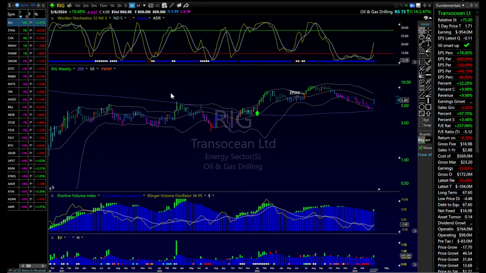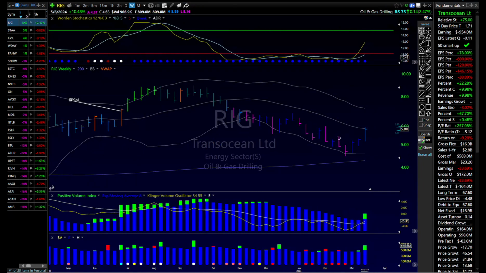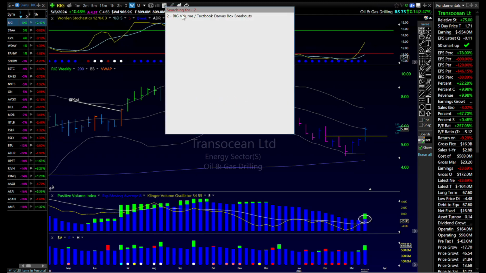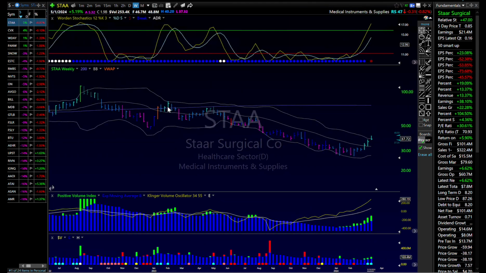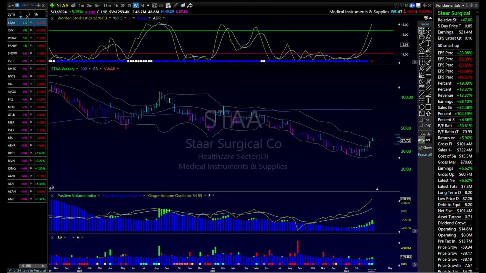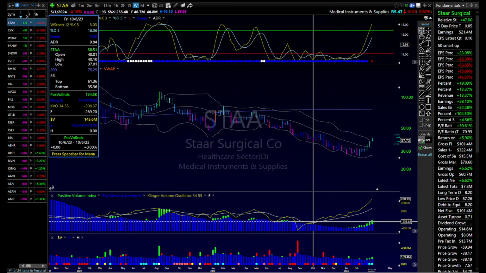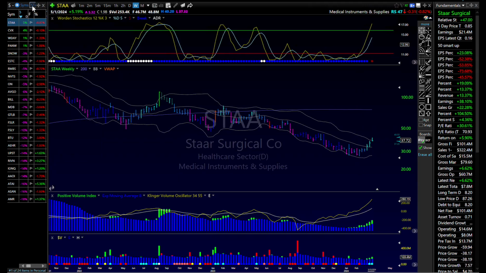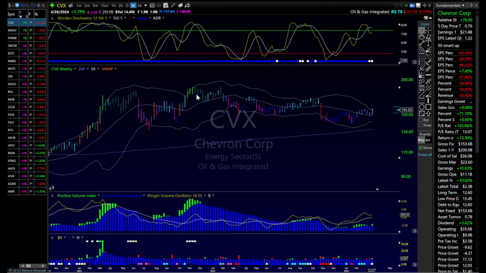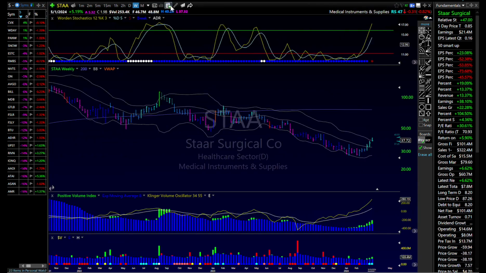Rig is moving on up. Let's move that to list 2. Yeah, look at that divergence there. Right here you can start to buy. Let's move that to STA list 3.